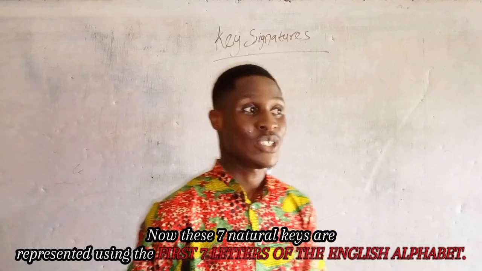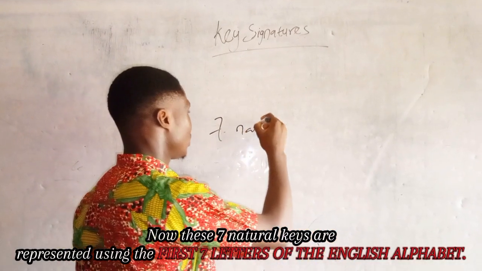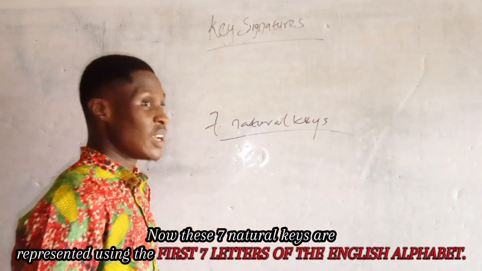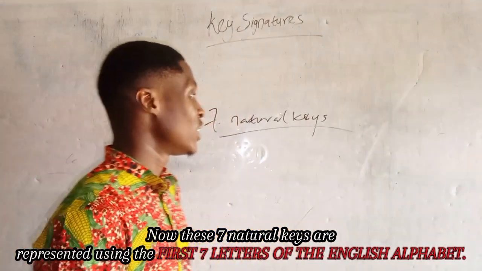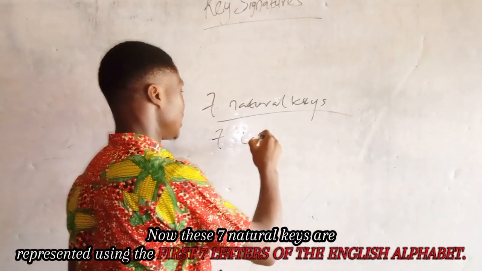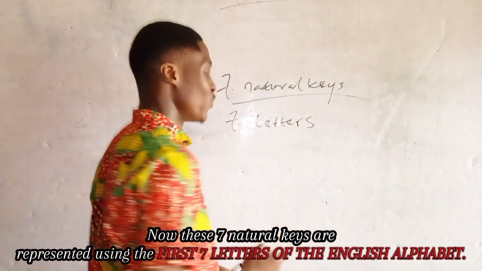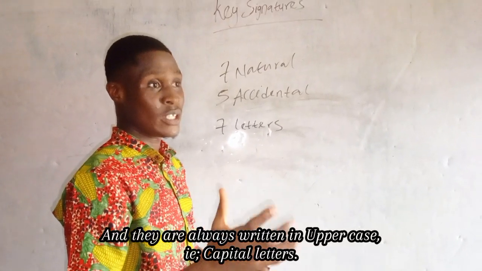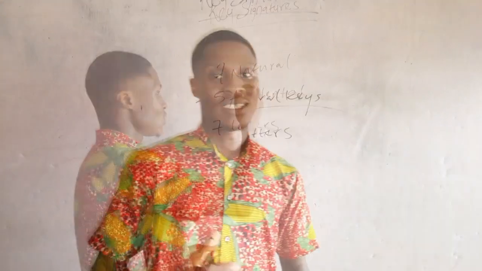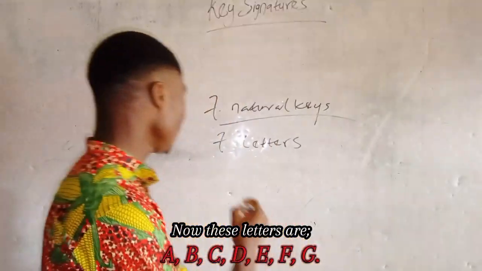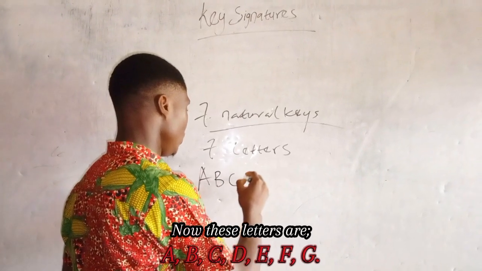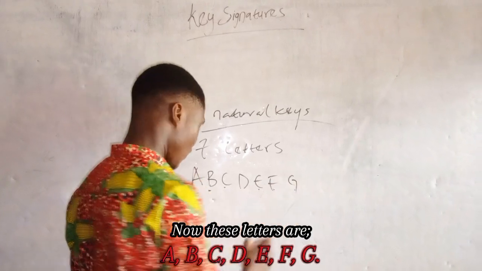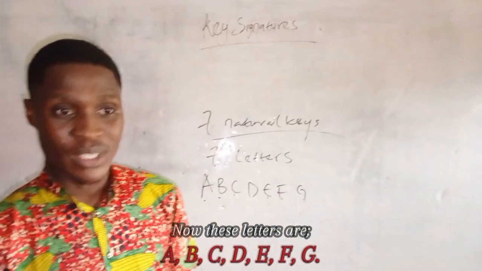Now, these 7 natural keys are represented using the first 7 letters of the English alphabet, and they are always written in uppercase, capital letters. These letters are A, B, C, D, E, F, G. First 7 letters of the English alphabet.